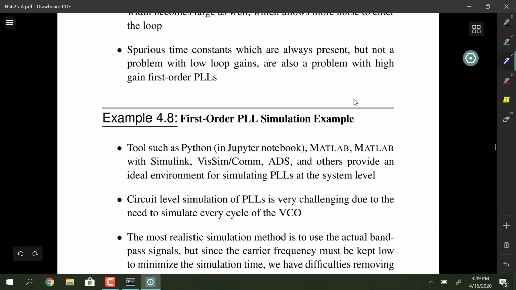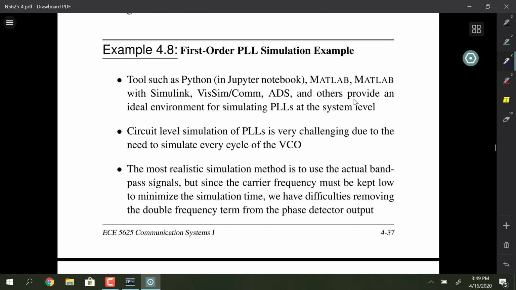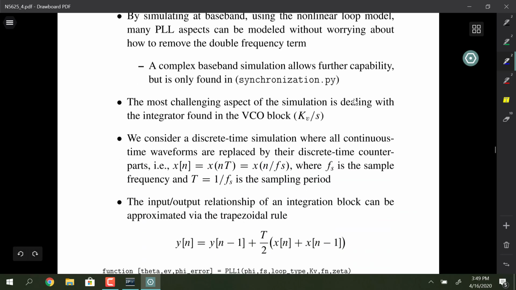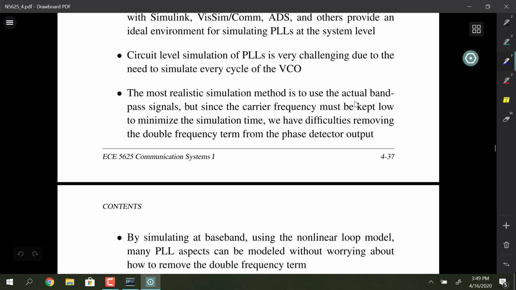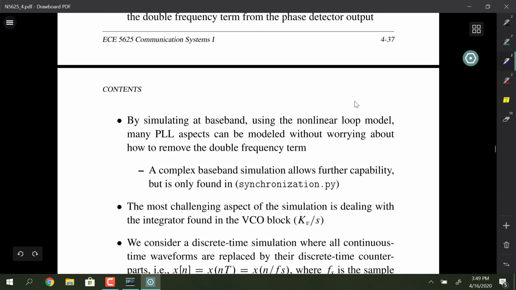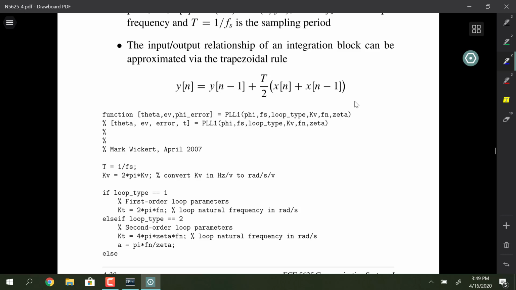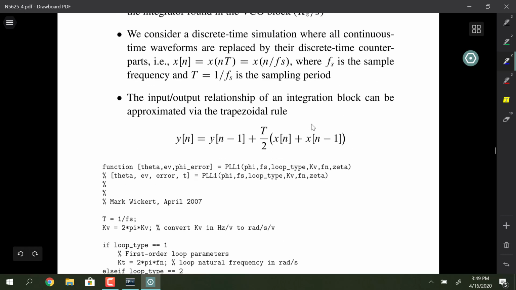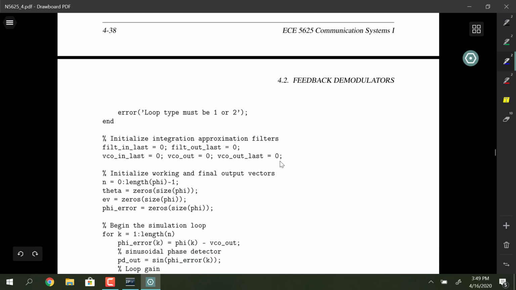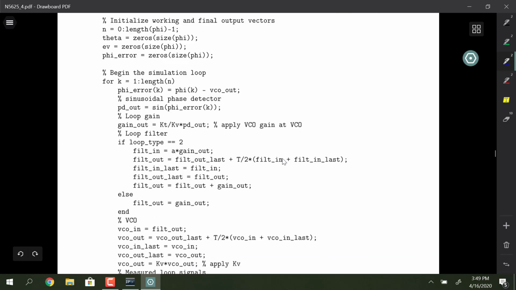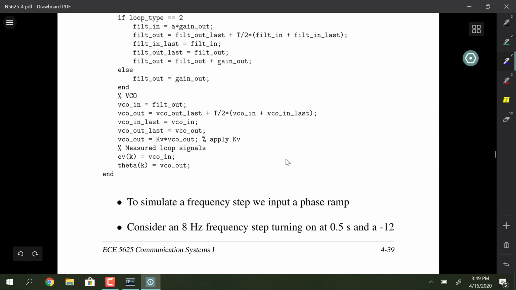But what I'm going to do now, this is a simulation I have in the notes, which the one in the notes was done in MATLAB, but then we looked at the one in Python. Both simulations run the same way. The integration that's required in the loop is done using the trapezoidal rule, which is talked about right here. And Dr. Zemer has that discussed in the book as well.